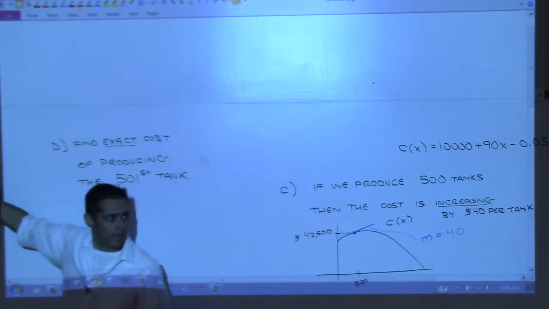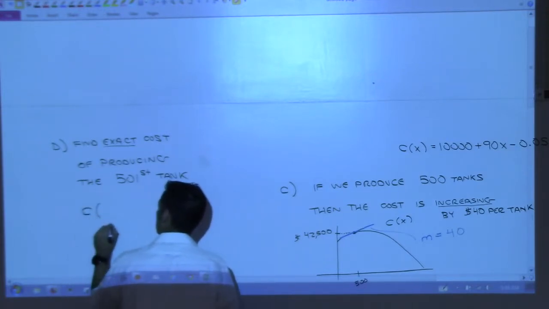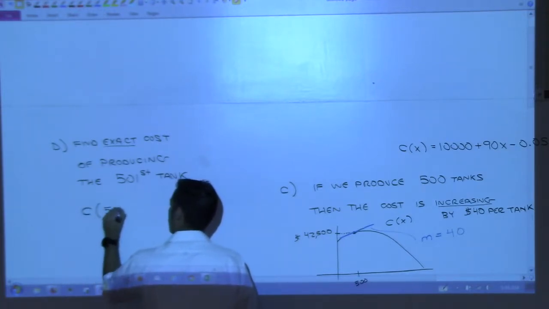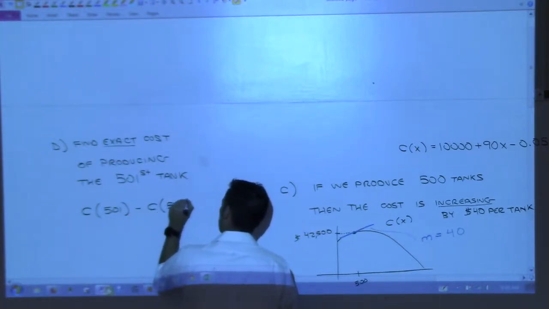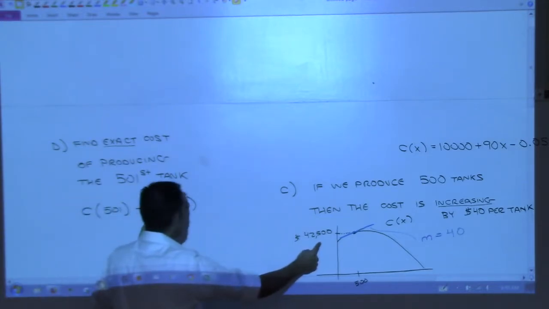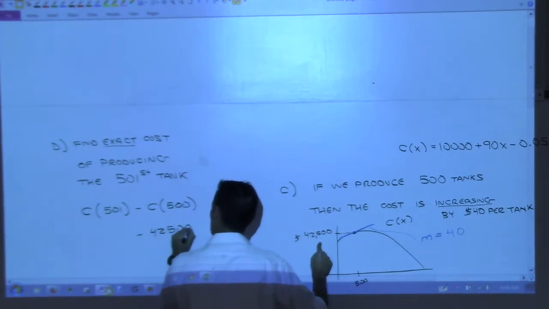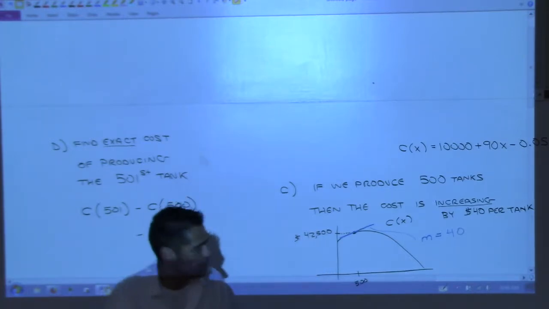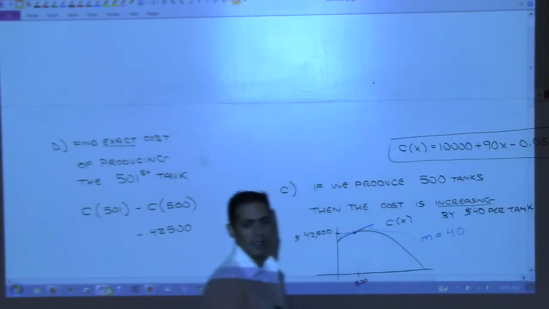This formula here. So we're going to do what? C of 501 minus C of 500. Now I already found C of 500, didn't I? It was this. So I know that this is 42,500, but we need to find C of 501. So I'm going to get my calculator out. I'm going to plug 501 into this. And let's see what we get.